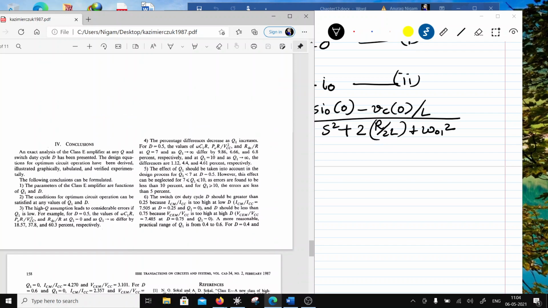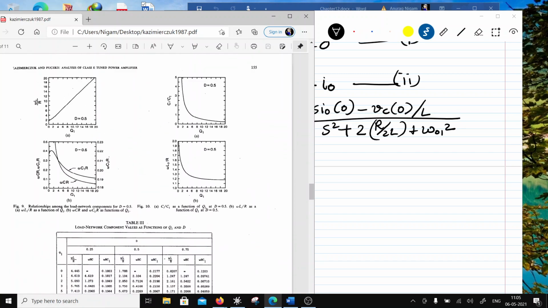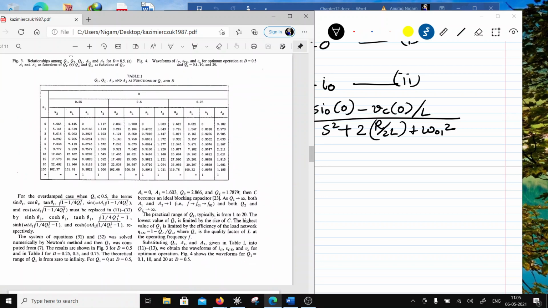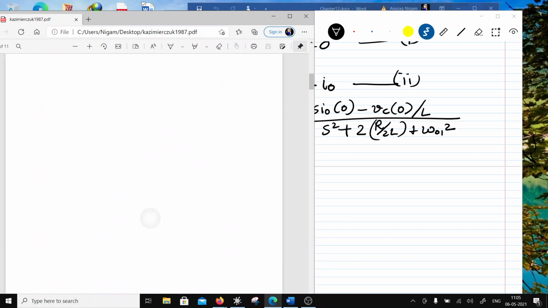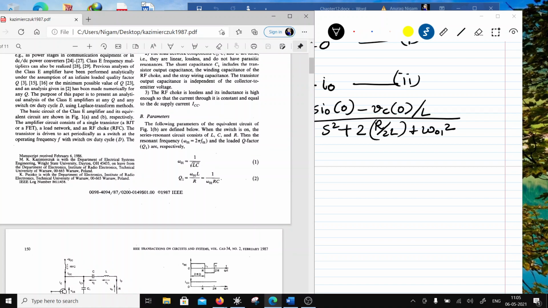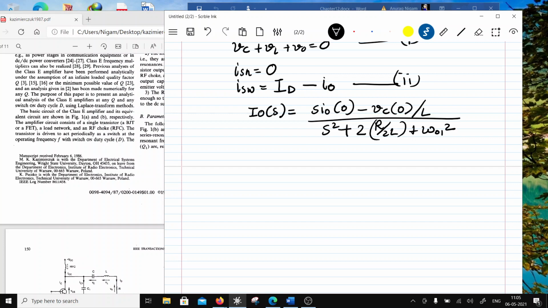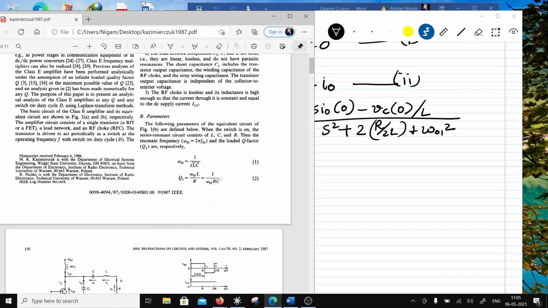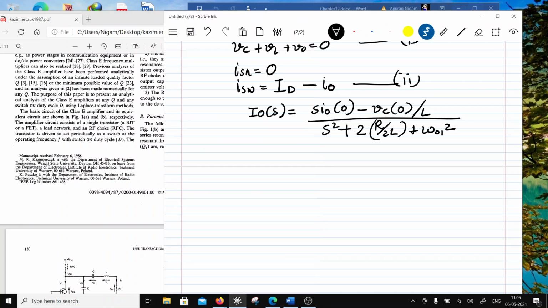Let me tell you what is omega naught 1. Omega naught 1 is 1 over root of LC. This is under the on condition. So this is CS, LS and CS. So omega naught 1 is your F1, or rather F2, right? So I would rather write omega naught 2.